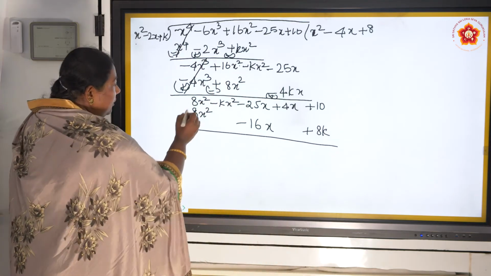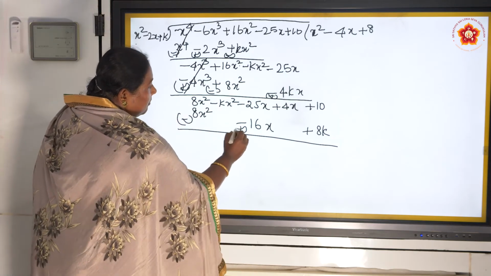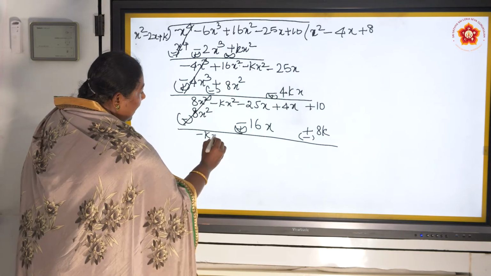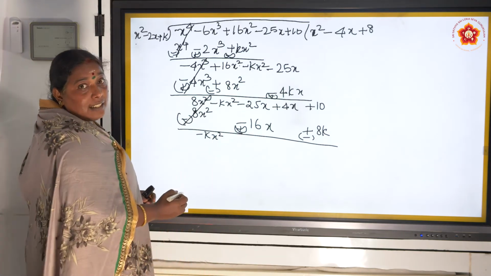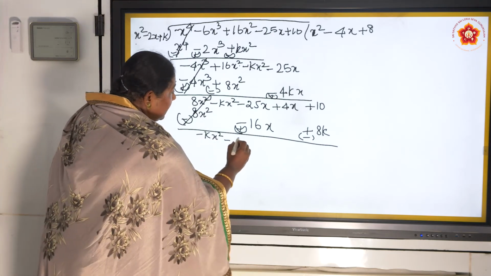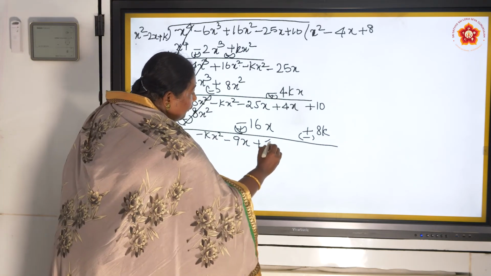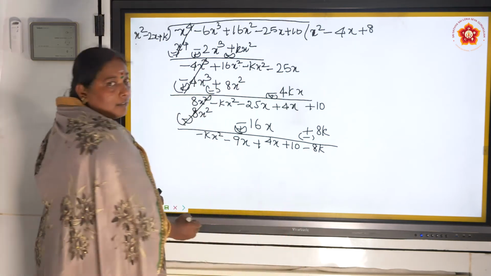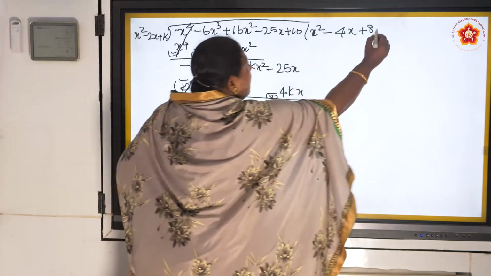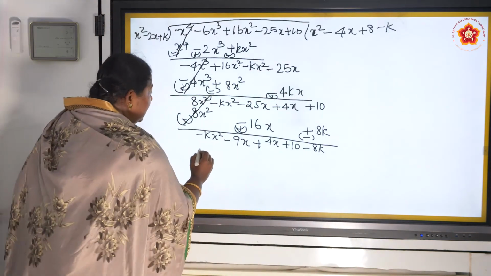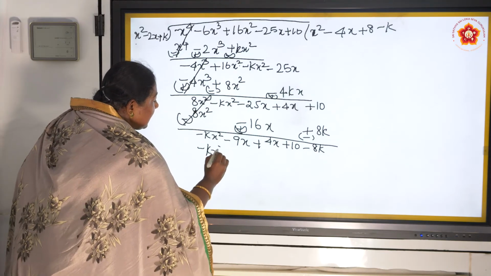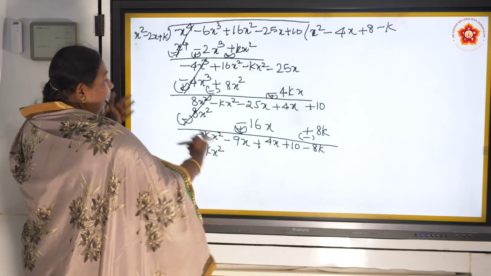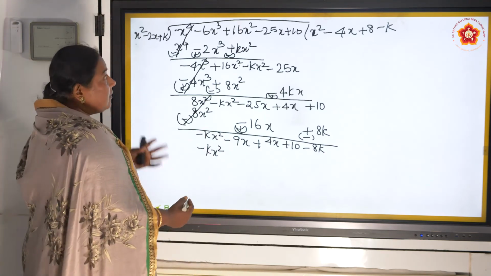Okay. Now what do you get? Minus, plus, minus. So it gets cancelled. The balance is minus kx square. This one 25 minus 16, you get 9. Minus 9x plus 4kx plus 10 minus 8k. Okay, the last one here, minus k. So if you put here, you will get the first term cancelled. Right. The next term, I don't have a k here. Where do I have to put the k? That is a big question.